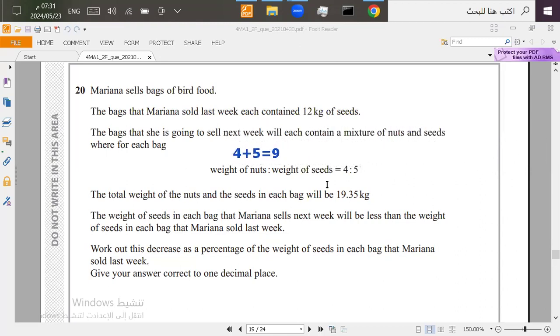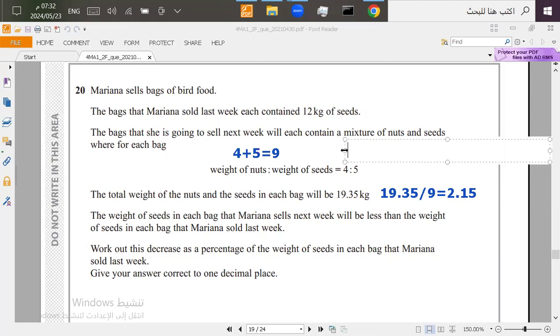Now we're going to take 19.35, which is the total weight, and divide it by the 9. So 19.35 divided by 9. This will give us the number that we can work out the weight of seeds with. And the answer is 2.15. Now, to find the weight of seeds, we're going to take the 2.15 and multiply it by the 5, because that is the ratio of the seeds.